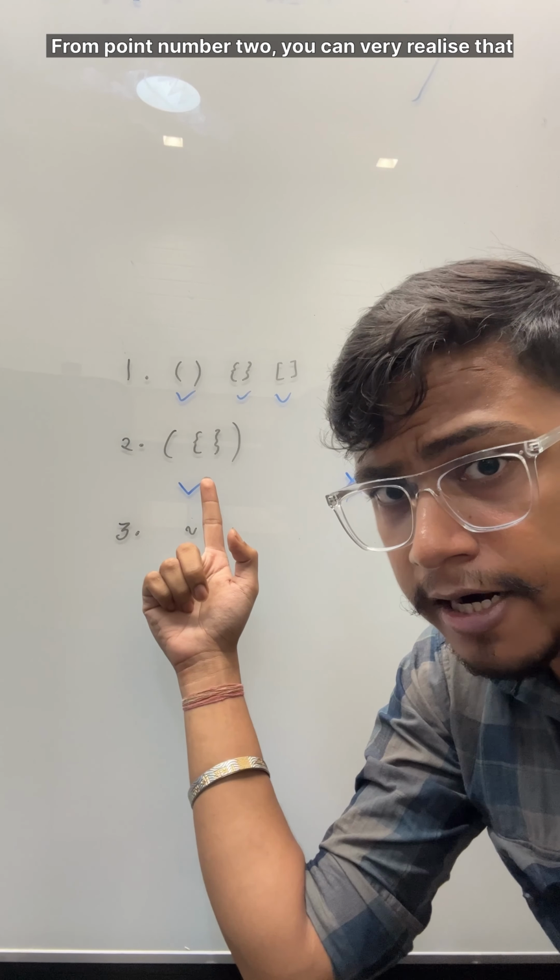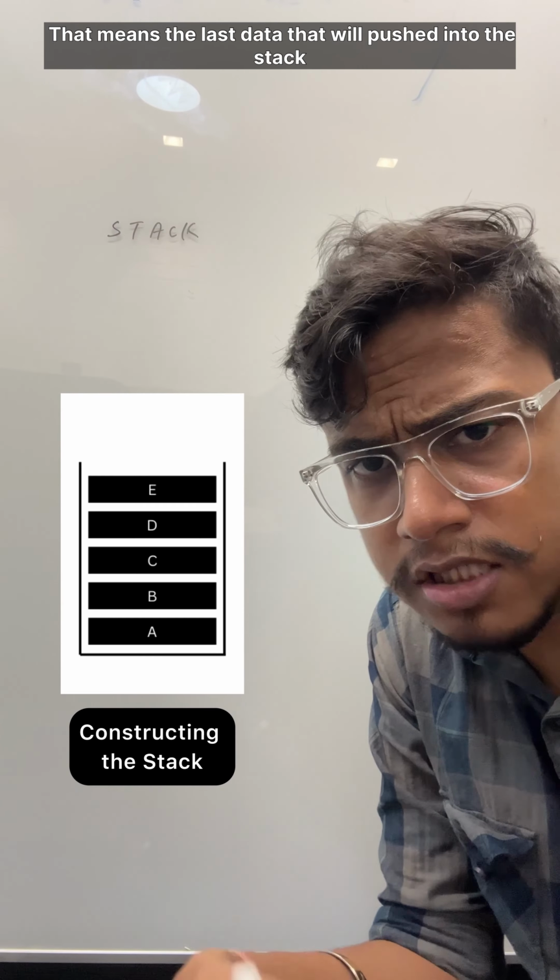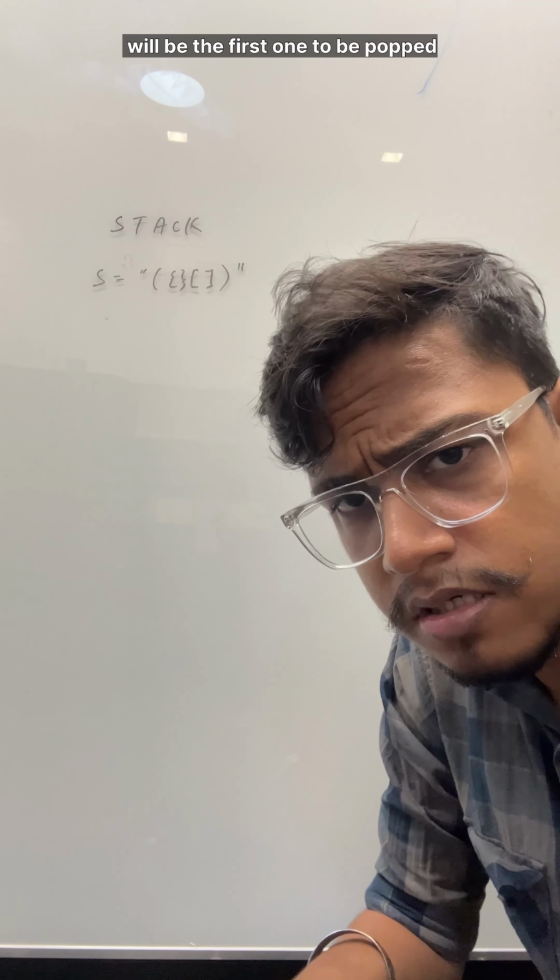From point number 2, you can very easily realize that we have to use a data structure called a stack. A stack works on the principle of last in, first out. That means the last data that will be pushed into the stack will be the first one to be popped. Let's take an example with this string.